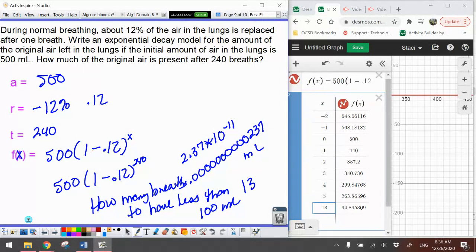Okay, so 13 breaths is where I would be. So sometimes we're going to want to make use of this other calculator, the Desmos graphing calculator, to determine where something happens.